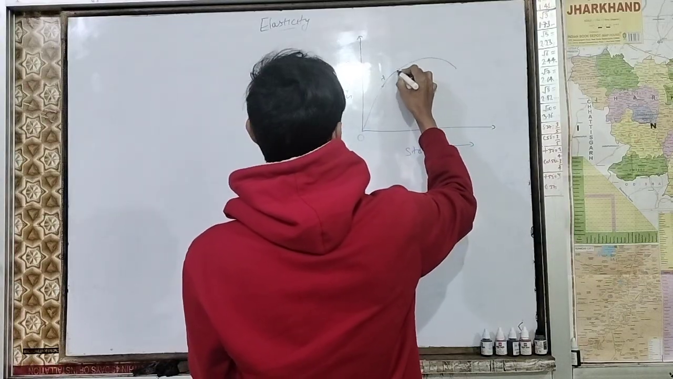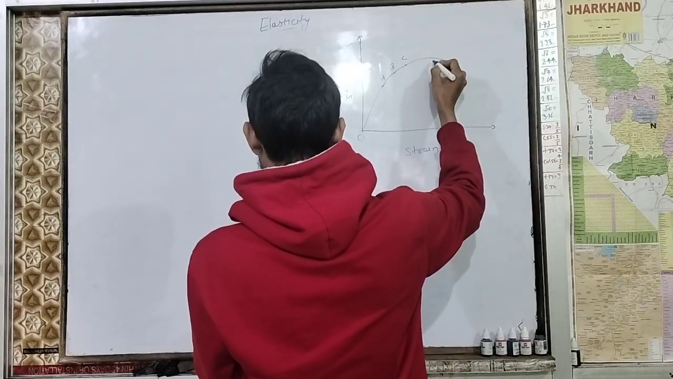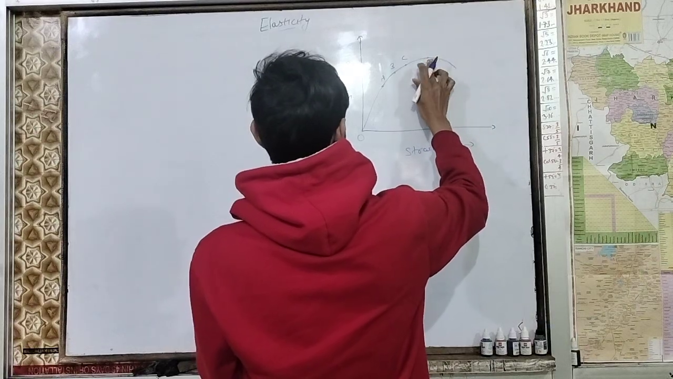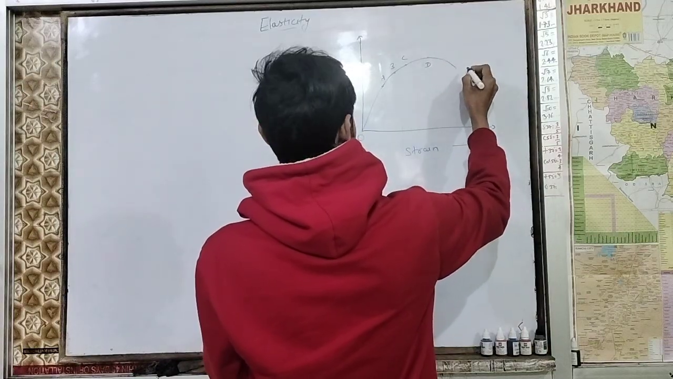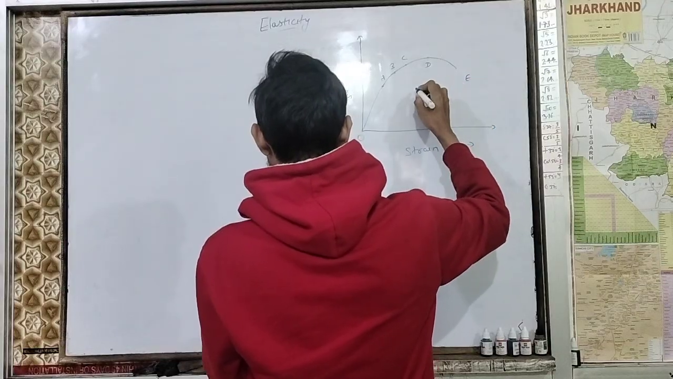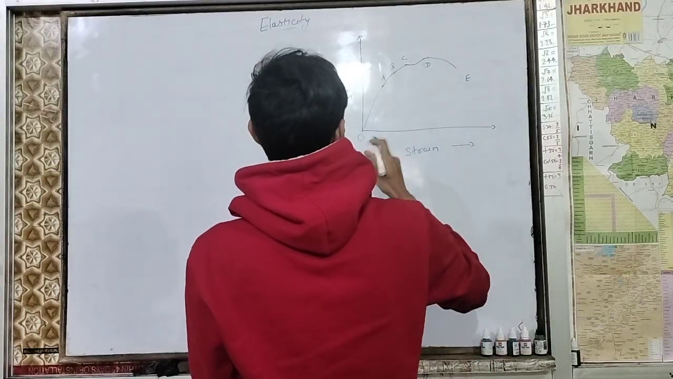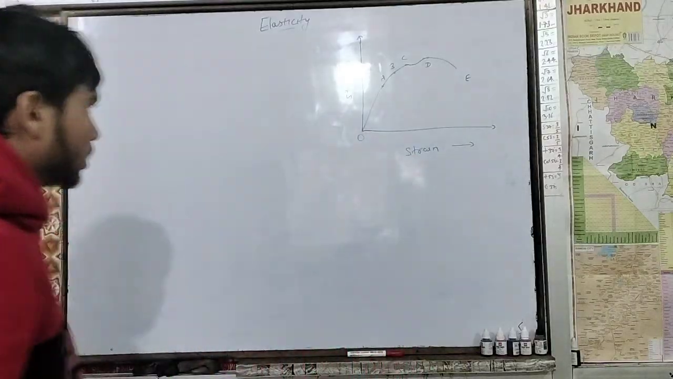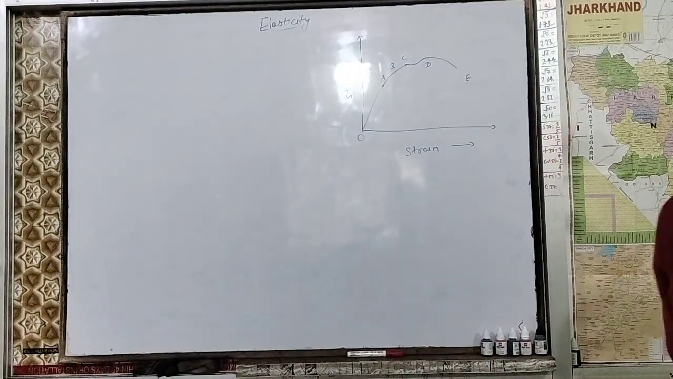This is point A, B point, C point, D point, E. Look, this graph will be providing some terms. First of all, let's read the PPT.